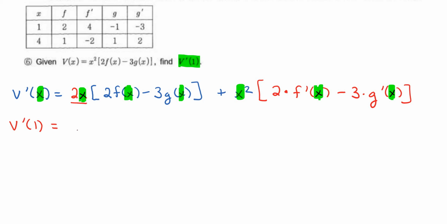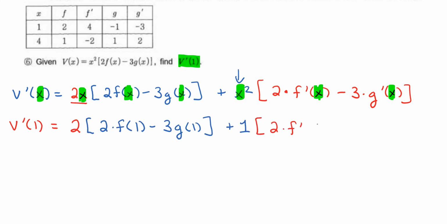So if I do that, this will be v prime of 1. So 2 times 1 is going to be 2. And this will be 2 times f of 1 minus 3 times g of 1 plus, well, 1 squared is going to be 1, so let's put the 1 there. And then this will be 2 times f prime of 1 minus 3 times g prime of 1. After that, we need to go to our table here, and then we can evaluate this.